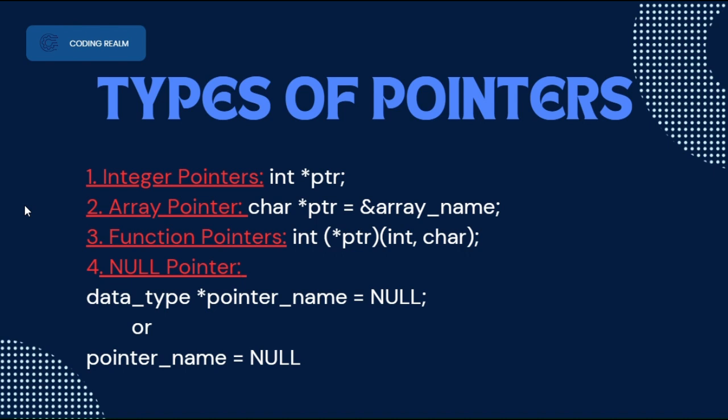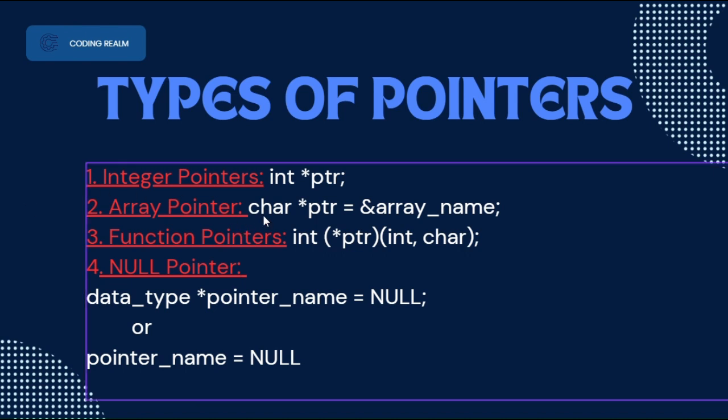We can create a pointer to an array using the given syntax. We put character here, because we need to work with the character data type, then the pointer name, and the array name. This is the syntax of the array pointer.